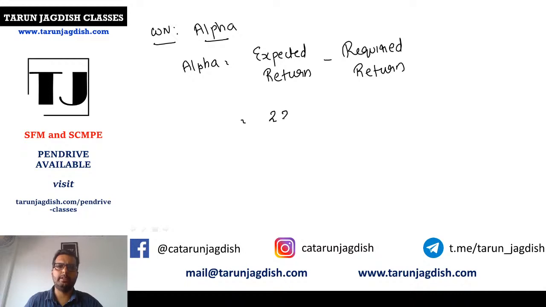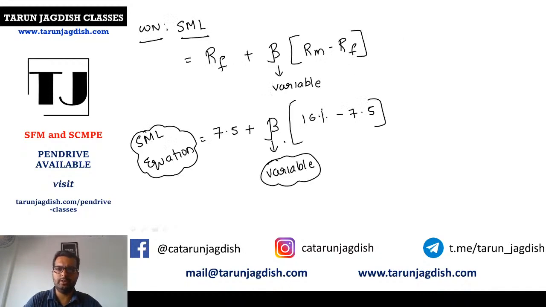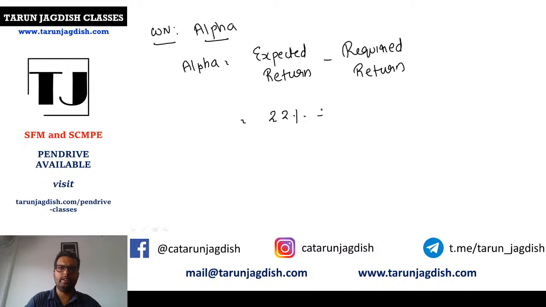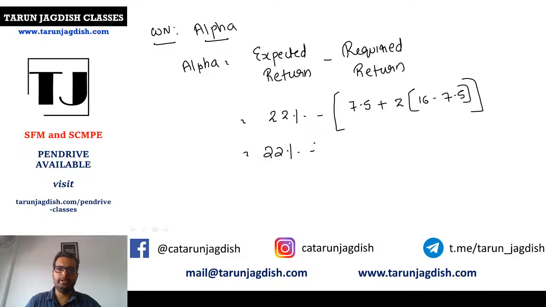We got the expected return as 22% in the previous working note. Yes, we got the answer as 22. Minus required return will be 7.5, that is RF. Beta is 2 into 16 minus 7.5. So that will be 22% minus 24.50. So I get the alpha as minus 2.5.